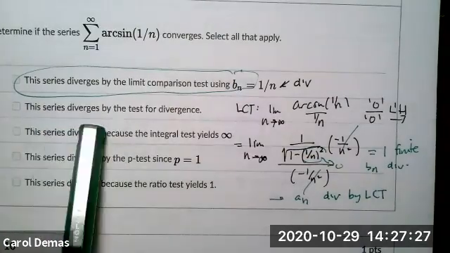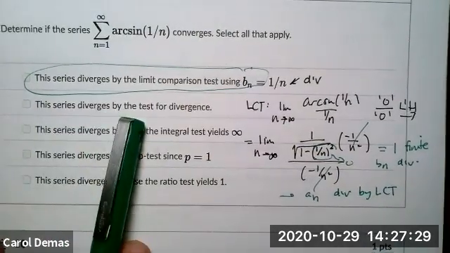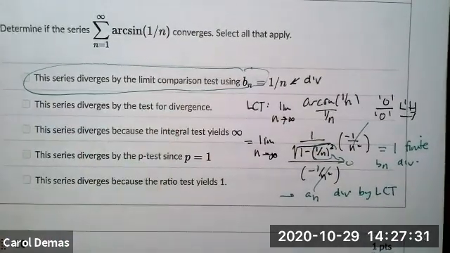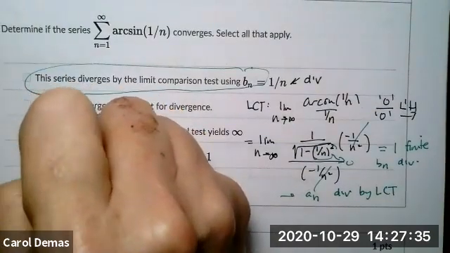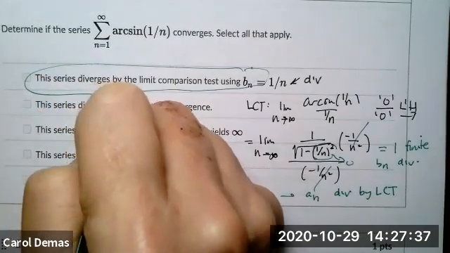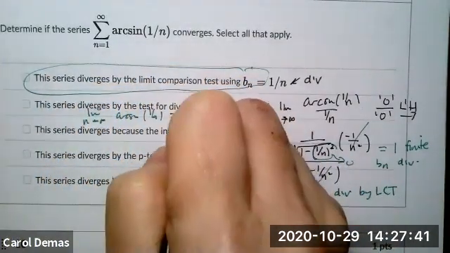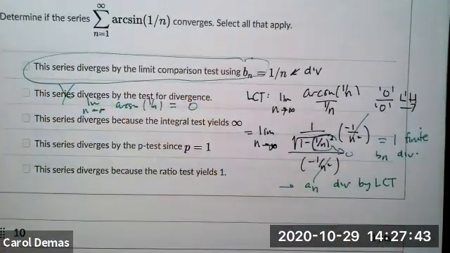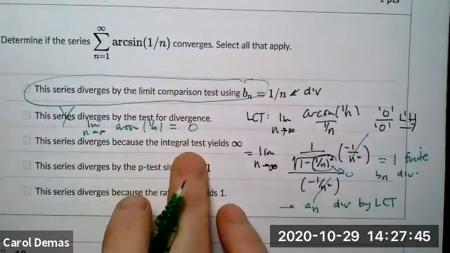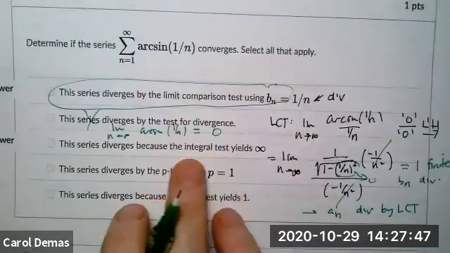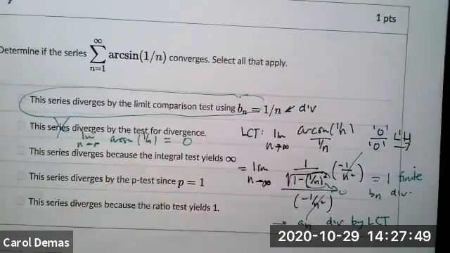Okay, does it diverge by the test for divergence? No, it'll give us a 0. So for this one, if we take the limit as n goes to infinity of arc sine 1 over n, that'll give us 0, so that's not right. Okay, integral test. All right, that means we have to integrate that guy. I'm gonna need another piece of paper to integrate that guy.